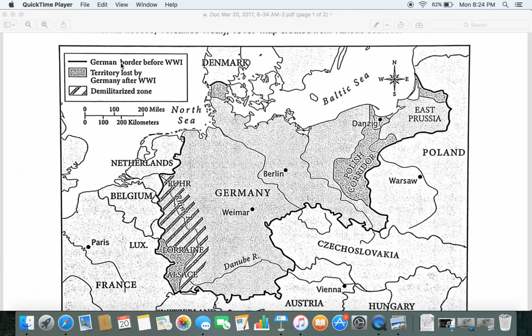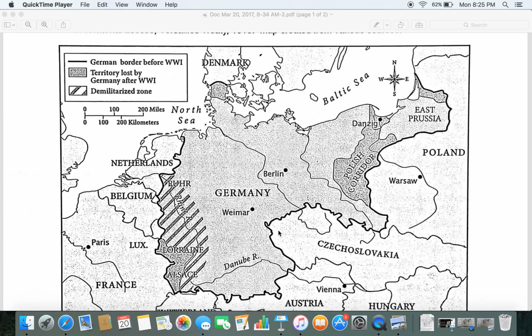So what I want you guys to do is take whatever color highlighter, your choice, and highlight German border before World War One. From there, I want you to actually go and highlight the border of Germany and how big Germany was before World War One breaks out.